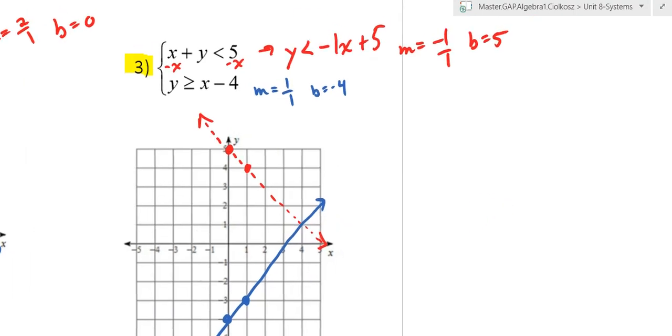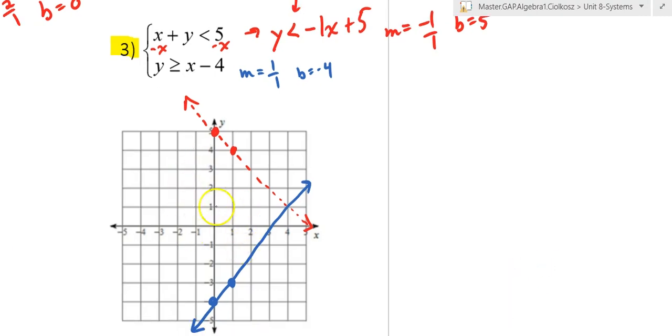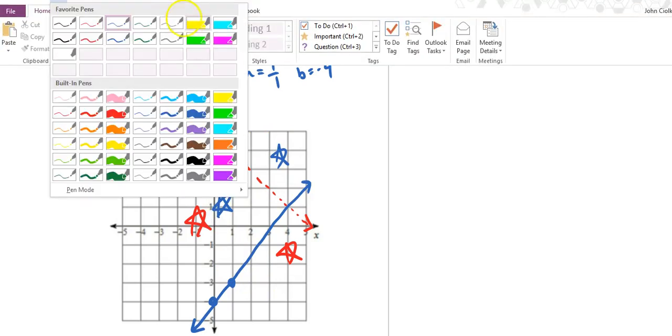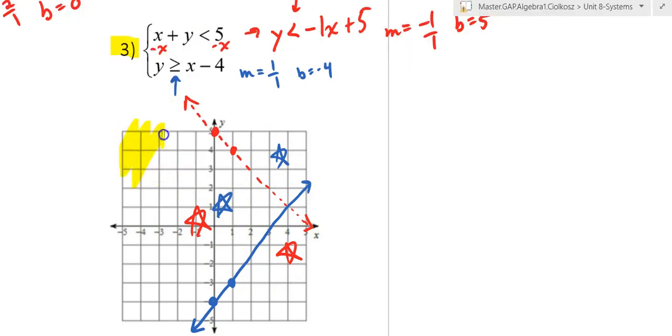Alright, so looking at the red line, we got a less than, so I'm going below the red line. So that means I'm either here or here. Our blue line, that's a greater than. So that means I'm above the blue line. So that's here or here. We can quickly see this is the section of our graph that contains both of those stars. So that's where we shade.